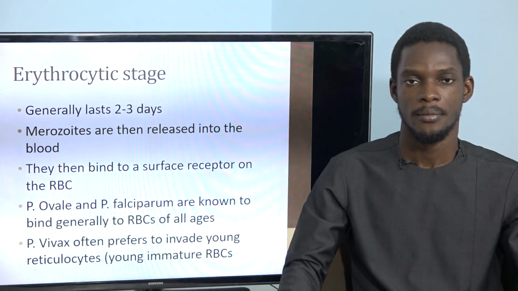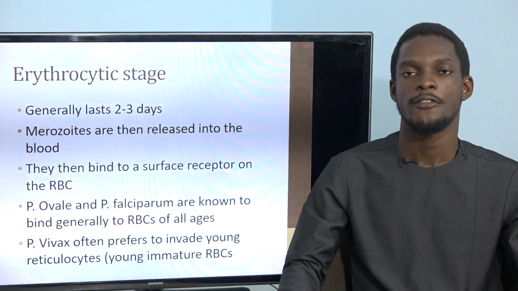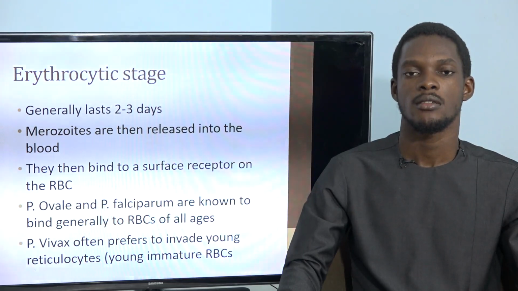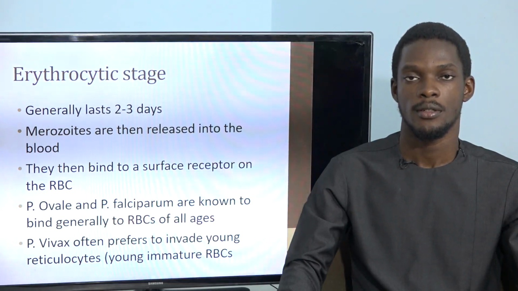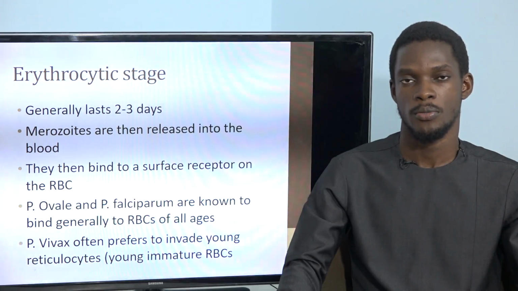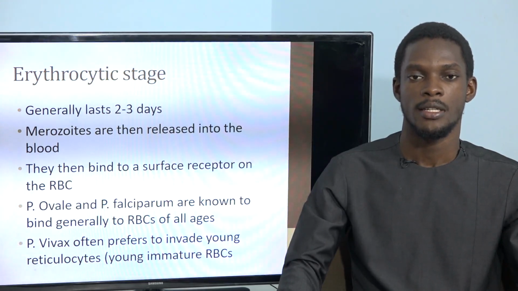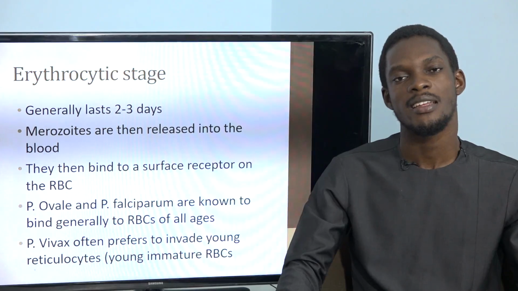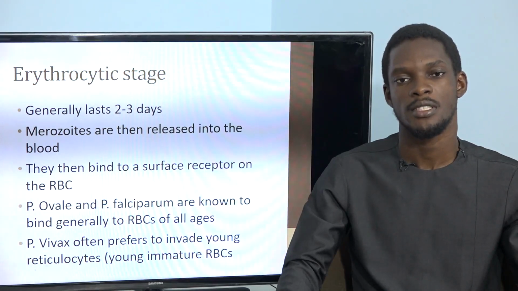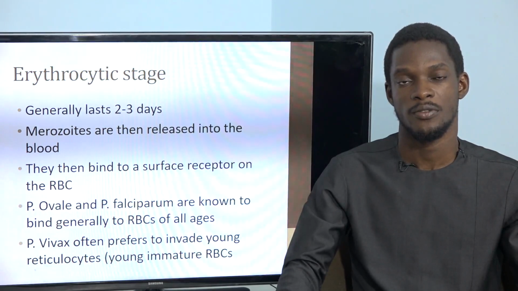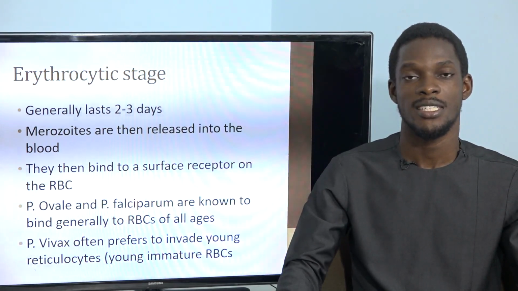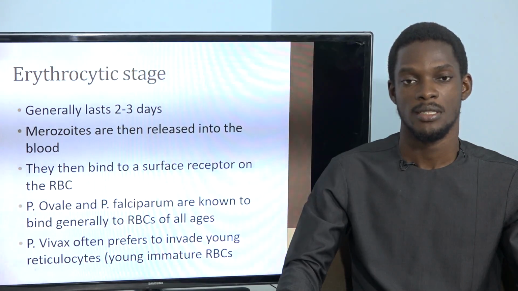Erythrocytic phase. They generally last for 2 to 3 days. Merozoites are then developed within the liver. So sporozoites grow to merozoites within the liver, and the merozoites are released into the bloodstream. As they bind the red blood cell, that is where the erythrocytic phase begins, and it generally lasts for 2 to 3 days. It binds to the surface receptors, or the Duffy antigens, on the red blood cells.